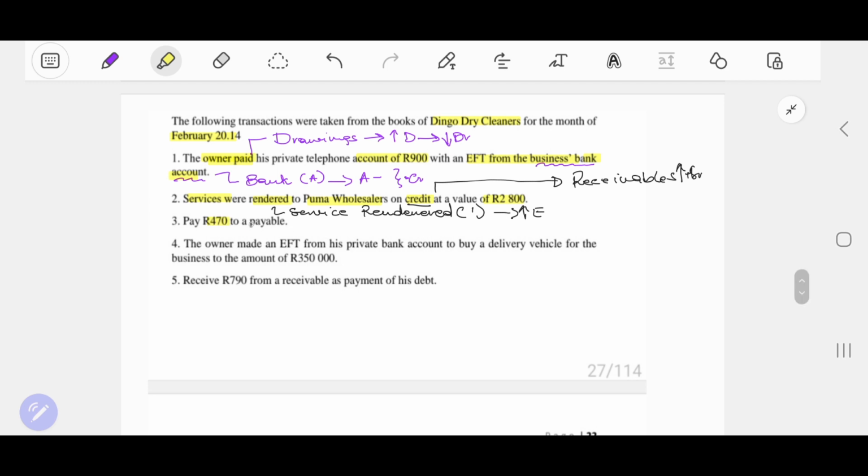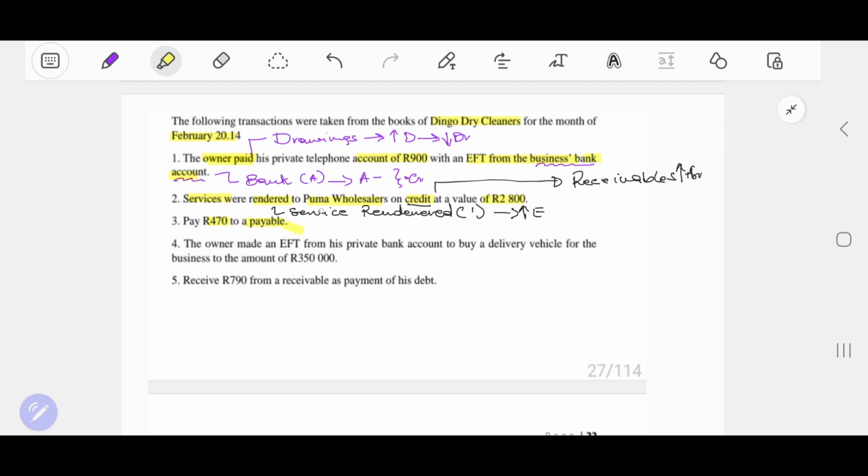Pay a payable. So pay 470 to a payable. A payable is a liability. And liabilities, we said that they increase on the credit side, they decrease on the debit side. So when you are paying a liability, you are reducing a liability. Or when you are paying a payable, you are reducing a liability.